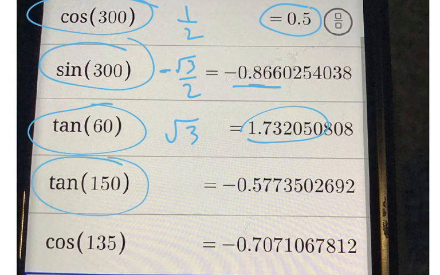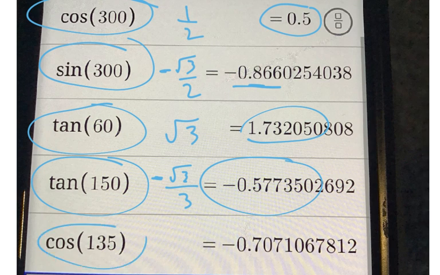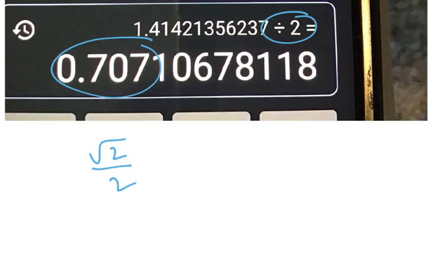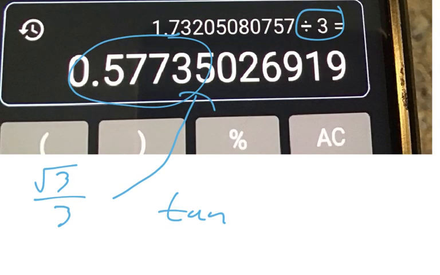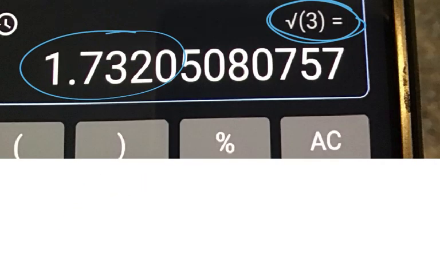What about the tangent of 150? I got negative 0.5773. Oh, that's right, so it's going to be negative square root 3 over 3. And then finally, what about the cosine of 135? I got negative 0.707. That would be negative square root 2 over 2. So if you just simply memorize these numbers, guys, we're at least to the point where you can recognize them. This is one of the coolest simple tricks that I can teach you this year with a calculator that will help you in a trig class when you get to college.